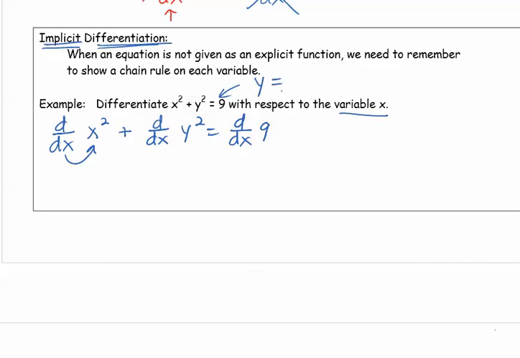When it says y is equal to some function of x, that's an explicit function. This is implicit because it's not solved for y. So this one is explicit that I've just written. This one represents an infinite number of implicit functions.